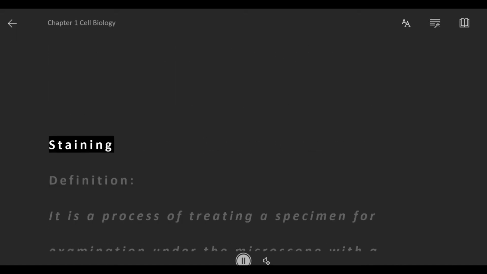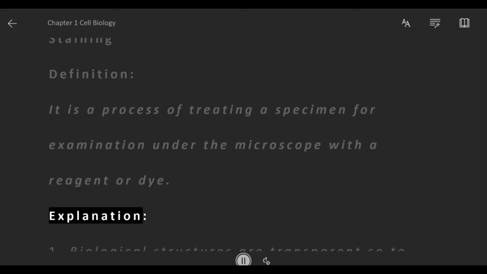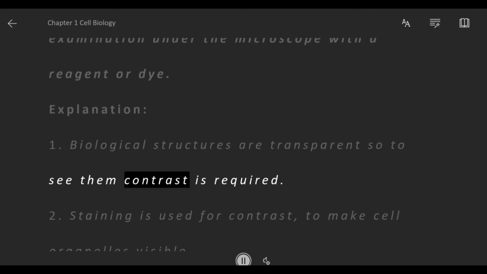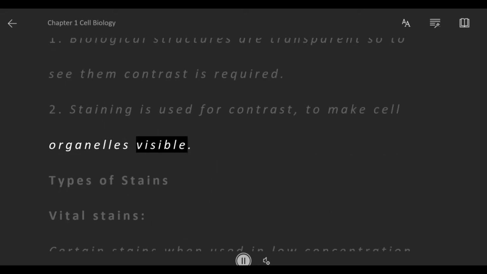Staining. Definition. It is a process of treating a specimen for examination under the microscope with a reagent or dye. Explanation. 1. Biological structures are transparent, so to see them, contrast is required. 2. Staining is used for contrast, to make cell organelles visible.